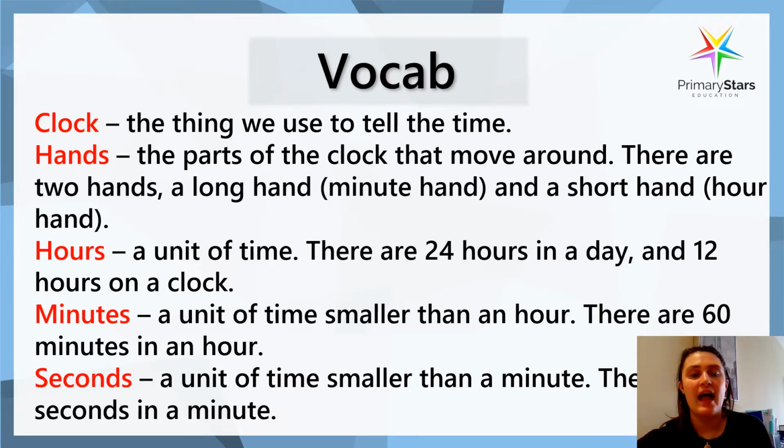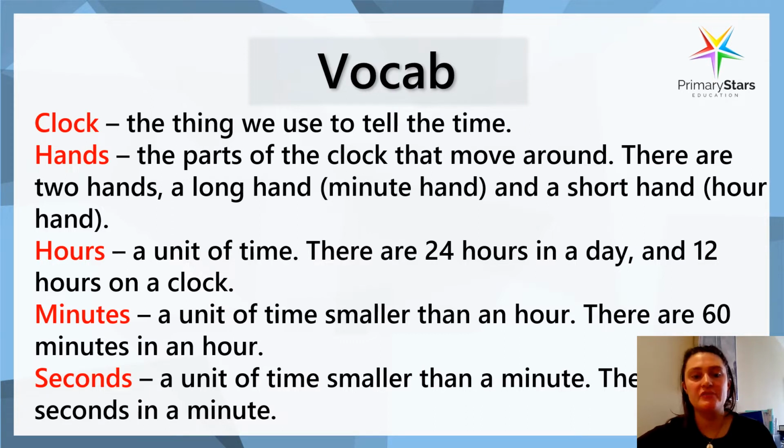Then we have hours. So hours are a unit of time. There are 24 hours in a day and there are 12 hours on a clock. So just like we were talking the other day, there are 12 hours on the clock. So every day the clock goes around twice.